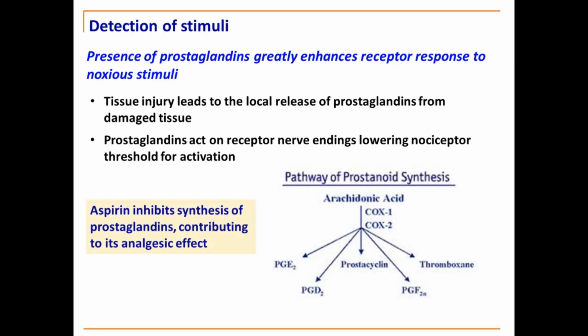And so this is your pathway of prostanoid or prostaglandin synthesis. It starts with the arachidonic acid within the cell membrane. That gets cleaved by the COX enzymes, and you start to form the prostaglandins. And of course, aspirin inhibits the synthesis of the prostaglandins, which helps to contribute towards its analgesic effect, therefore reducing pain perception, even in the presence of the same stimuli.